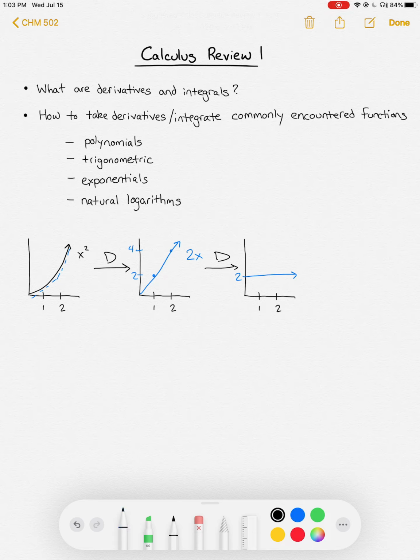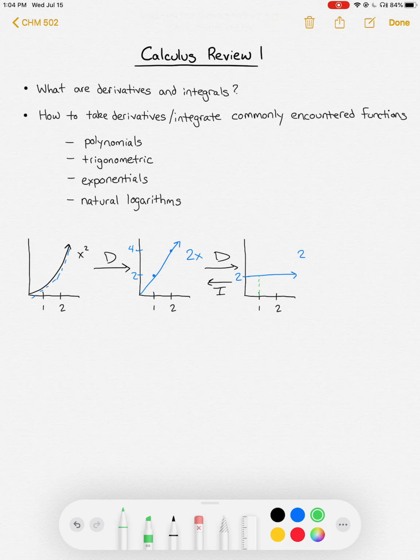Now, the integral can be thought of as going in the reverse direction of the derivative. So we'll see that if we integrate the function y equals 2, we'll end up with a function of y equals 2x. And we can also think of that as getting the area under the curve. So we want to get the area under the curve here.